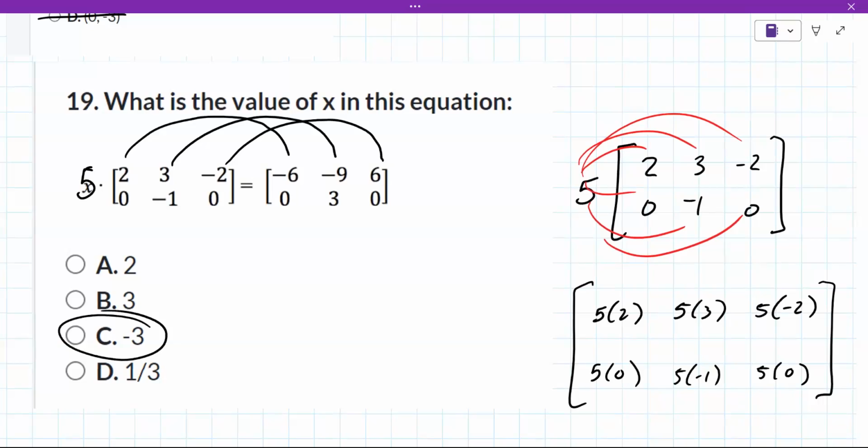Let's see. All right. So I'm going to grab the next lesson, which is determinants, lesson 34.